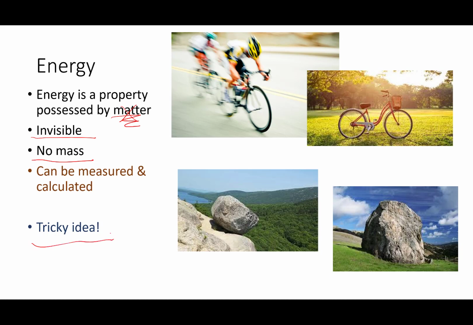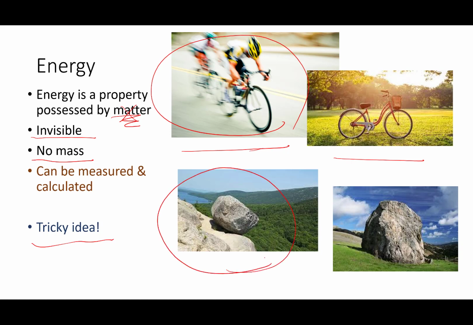Let's take a look at these pictures. If I show you this bicycle going at a high speed and this bicycle sitting still, and I ask you which one has more energy, your gut reaction might be this one going high speed, and you'd be correct. If I showed you these two very large boulders, one sitting on the edge of a cliff and one sitting on the ground, if you assumed they were the same size, which one possesses more energy? Now, this is a little bit trickier, but you might say the one sitting on the edge of the cliff, but you might not understand why. And that's what we're going to talk about today.